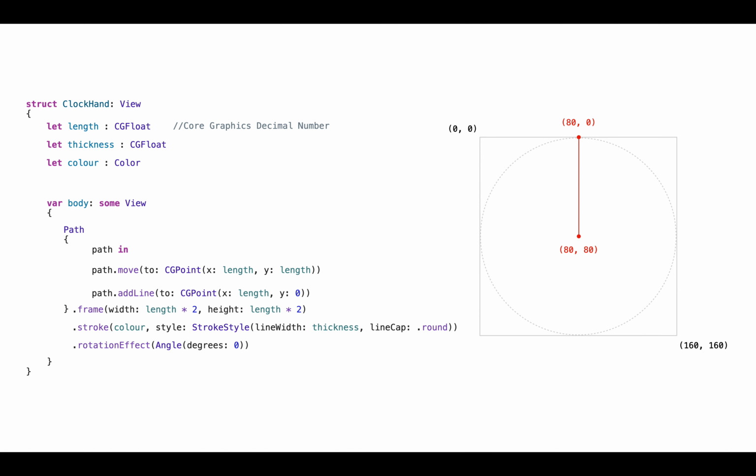Finally, we want to have the ability to rotate the line as we see fit. So we're going to have an angle, which will be a Double. A Double is similar to a CGFloat. It's simply a decimal number. So we're going to replace the degrees, which is currently 0, with whatever number is placed into the angle property of the ClockHand. So now we're ready to call upon our view inside of our clock and create multiple clock hands as we see fit.